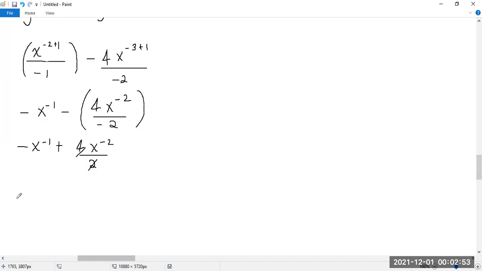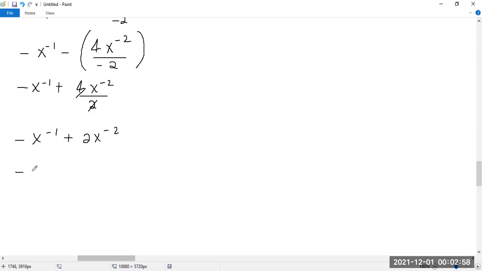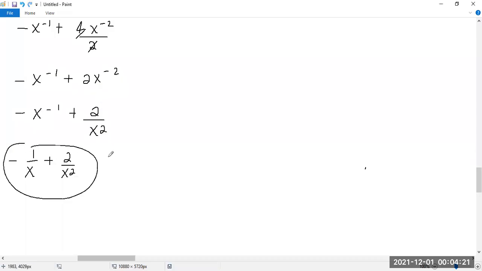And now I can simplify this. I can say this is negative x to the negative 1 plus 2x to the negative 2, which is negative x to the negative 1 plus, well, you can think of this as 2 over x squared, which is a good way to think about it. And then you'll have negative 1 over x plus 2 over x squared. So this is our final integral, really nothing we can do beyond this point.